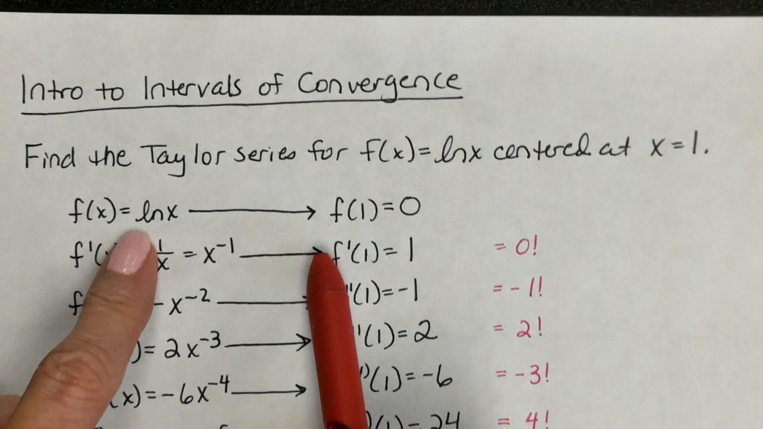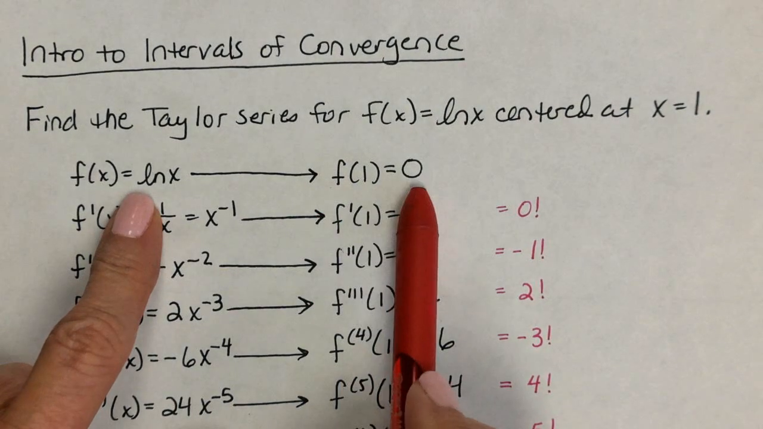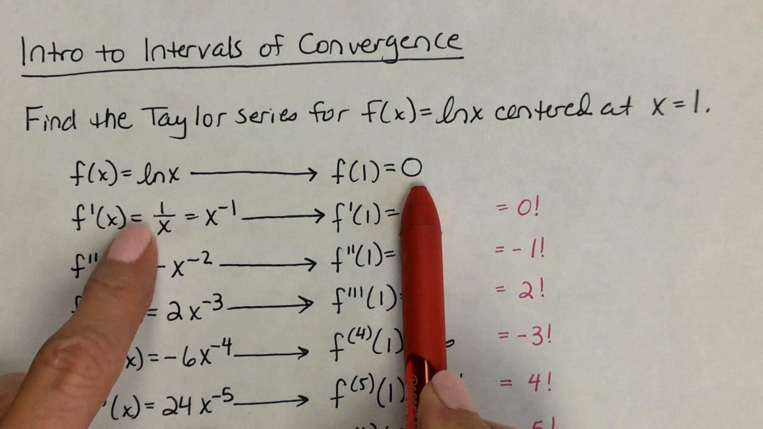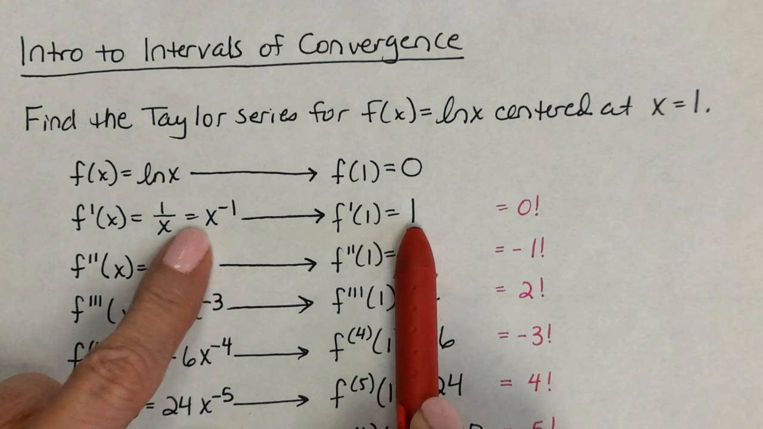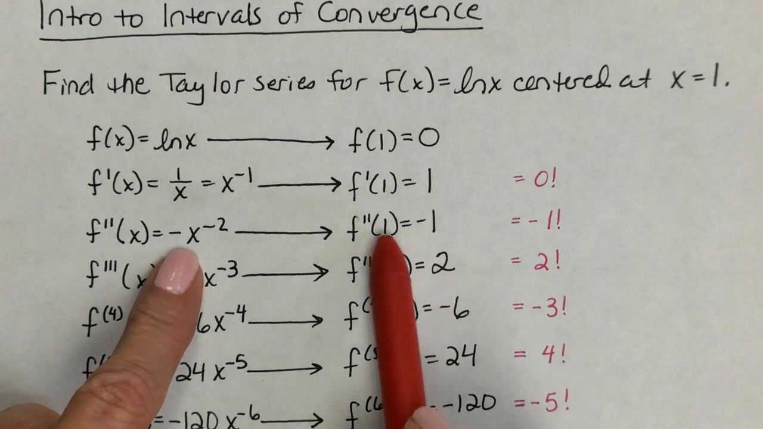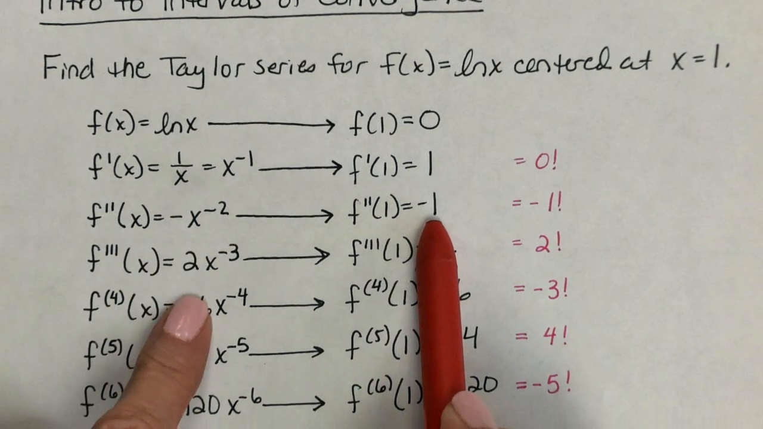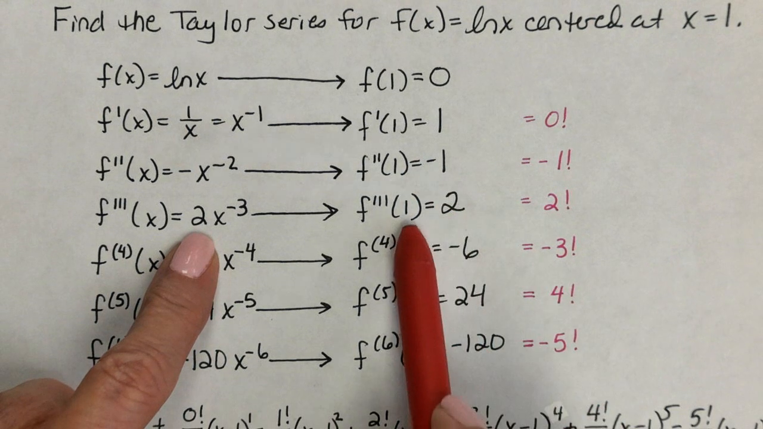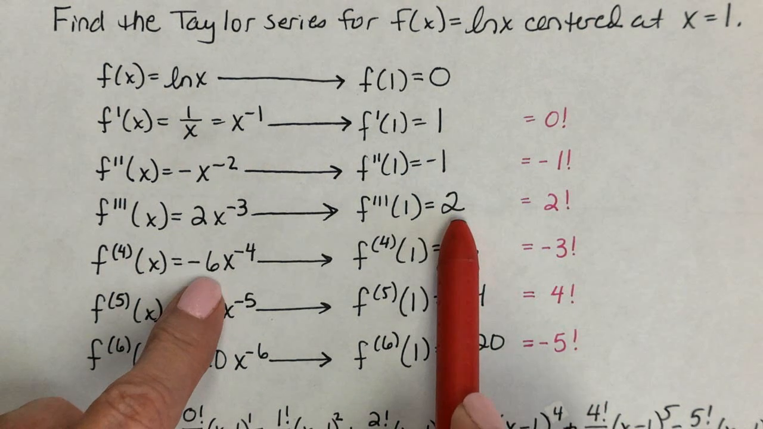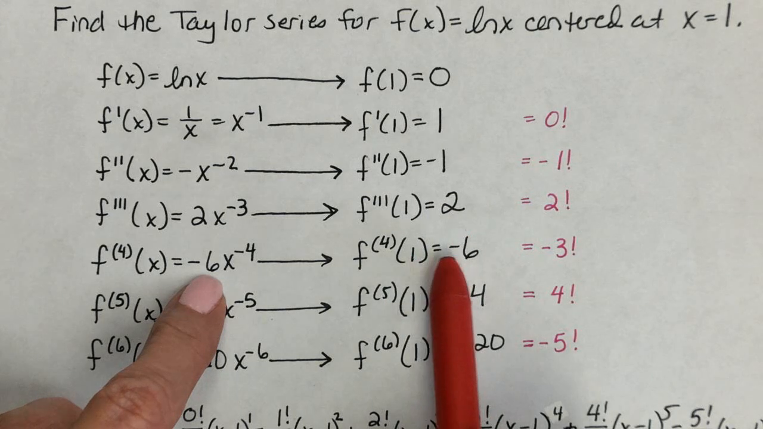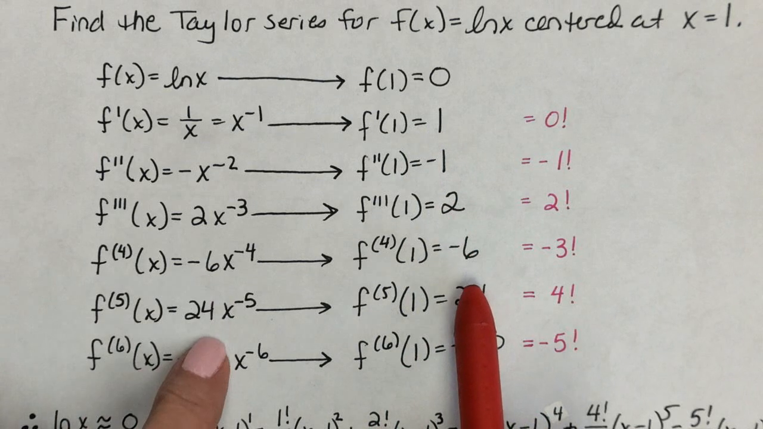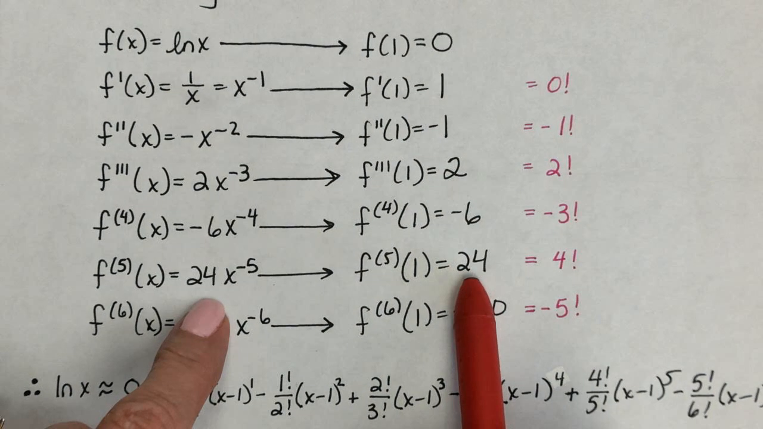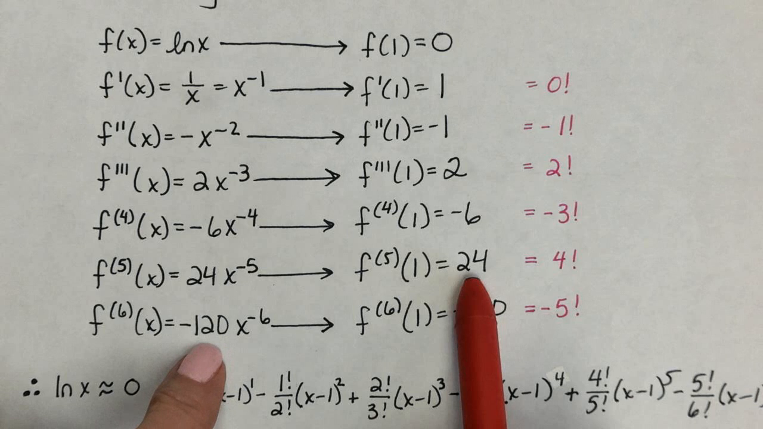Okay, so I take f of x, plug in 1, we get 0. So our first term is 0. The first derivative at 1 is 1. Second derivative at 1 is negative 1. Third derivative at 1 is 2. Fourth derivative at 1 is negative 6. I'm keeping going because I haven't found a pattern yet. Fifth derivative at 1 is 24. The sixth derivative at 1 is negative 120.